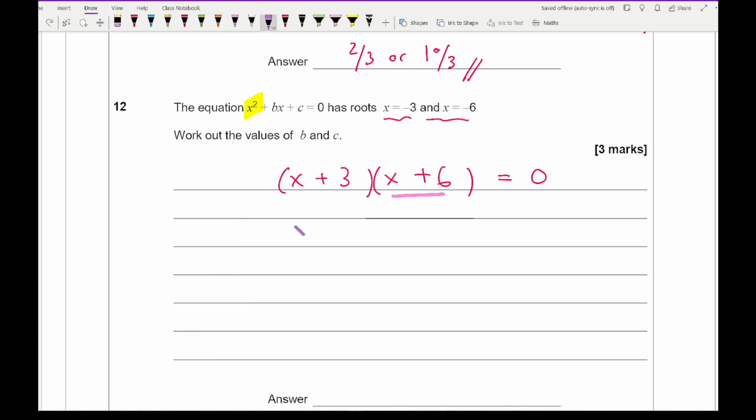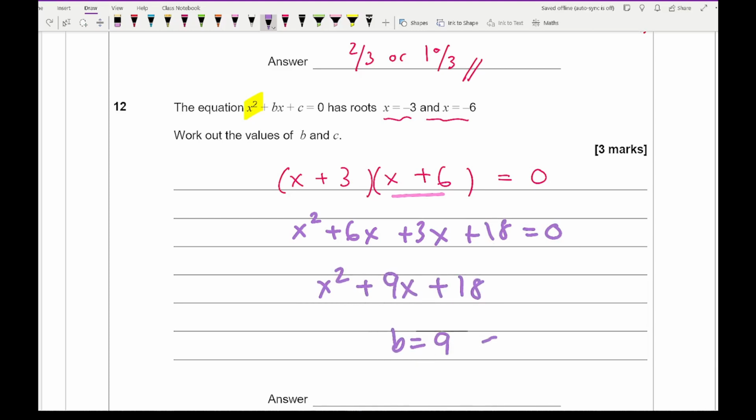So then going on to solve this, we can then expand the brackets. So I'm going to get x squared plus 6x plus 3x plus 18 equals 0. So x squared plus 9x plus 18. So b equals 9 and c equals 18. And there we go.